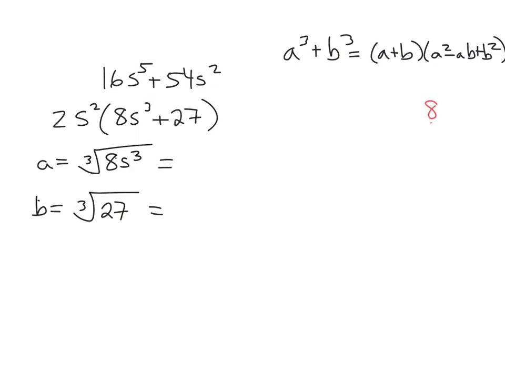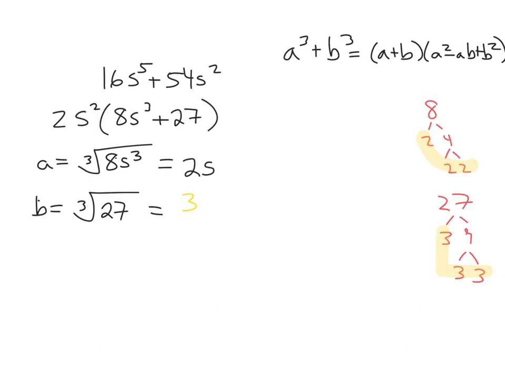So 8 you can break up into 2 and 4, 2 and 2. And so conveniently, as you can see, I have 3 of a kind, so the 2's get to leave. So I have 2, using a highlighter, 2, and then of course there's 3 s's, so an s gets to leave. Now let's look at 27. So 27, that's a 3 and 9, 3 and 3. Once again, conveniently, I have 3 3's. So a 3 gets to leave. So all I have to do is plug in that information into my formula, and then I'm good to go.